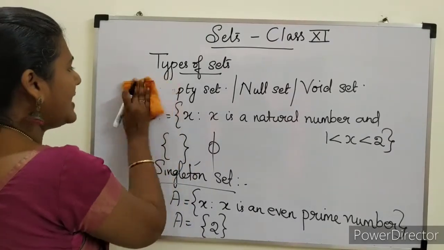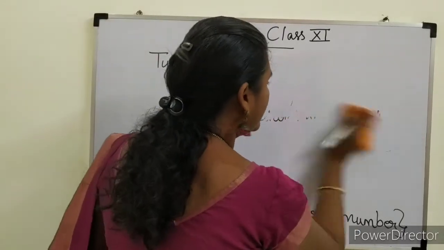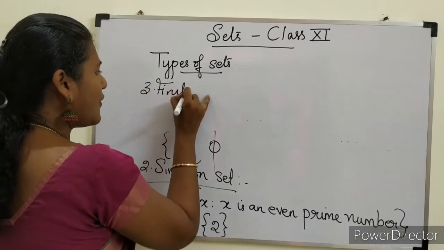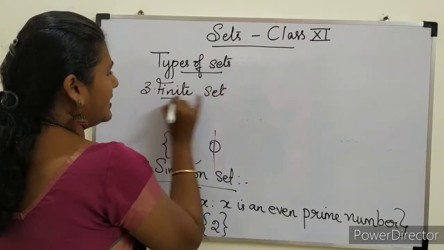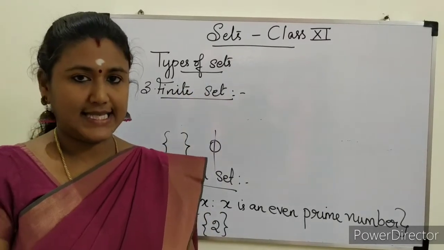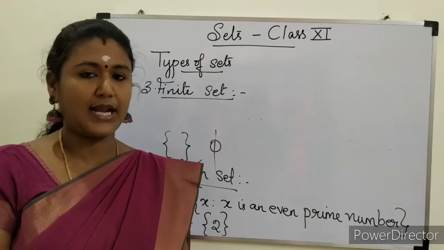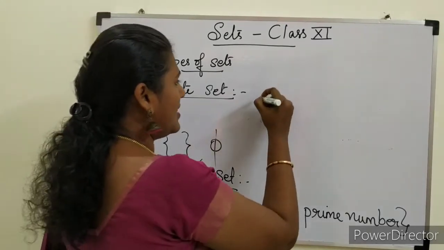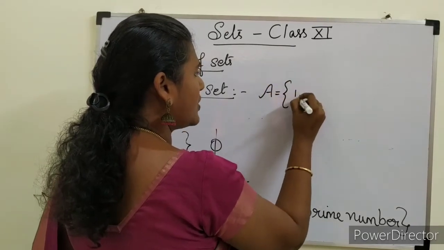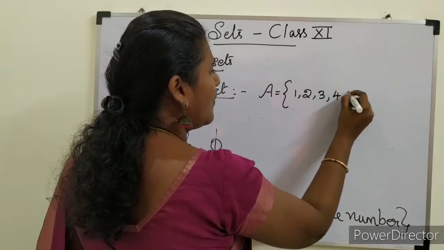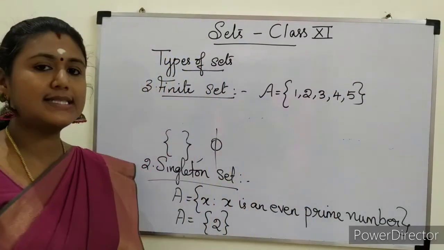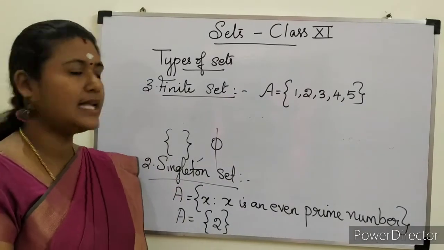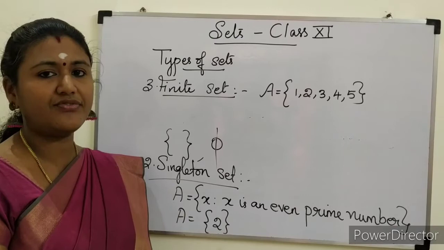Next type is finite set. From the word itself it is clear, if a set has definite number of elements, then we can call that set as finite set. For example, if we are taking the set A is equal to 1, 2, 3, 4, 5, here we can say the set has finite number of elements, so this set is an example of finite set.